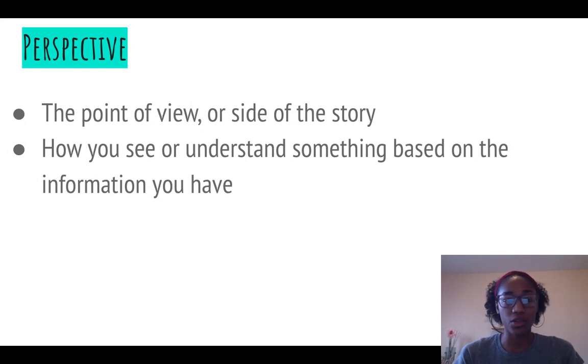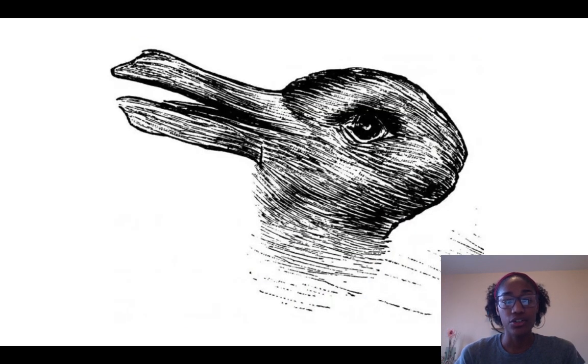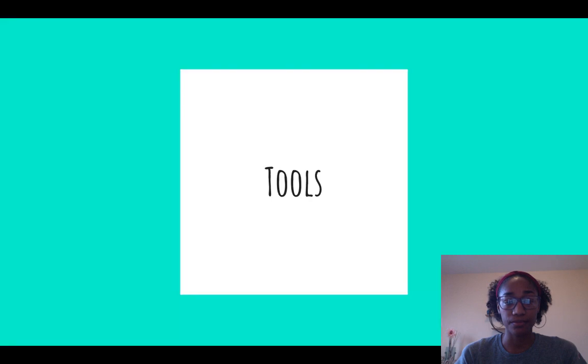We've looked at these pictures a while back, but I'll remind you some people may see this as a 6, some as a 9. Here, do you see the rabbit or do you see a duck? Here, do you see a vase or do you see two faces? Both are correct, it's just different perspectives.